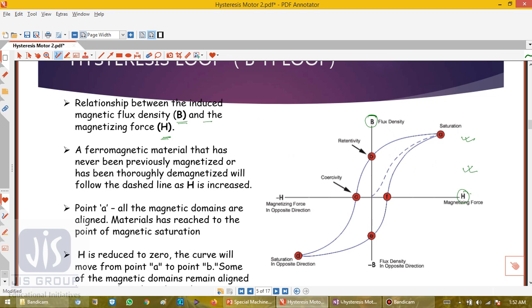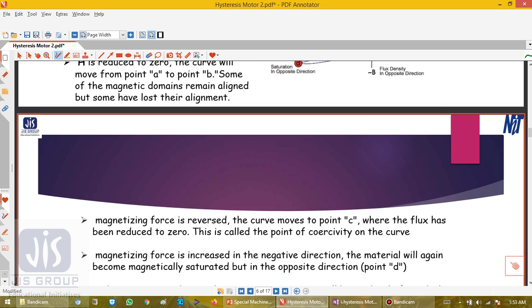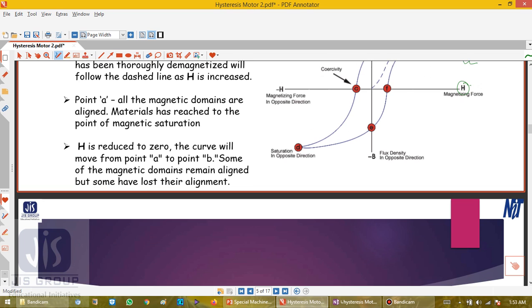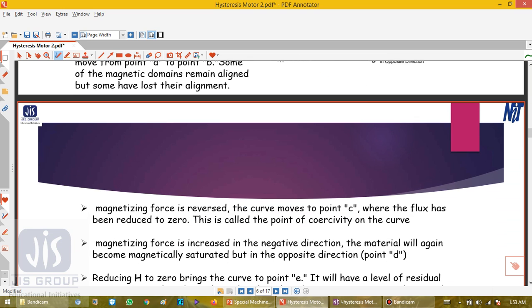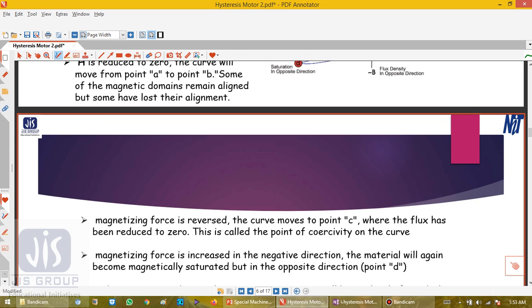When H is reduced to 0, the curve moves from point A to some point B. Some of the magnetic domains remain aligned, but some have lost their alignment. So this point is known as retentivity. Then the magnetic force is reversed and the curve reaches point C, which is known as coercivity. And as the magnetizing force is increased in the negative direction, it will reach point D.